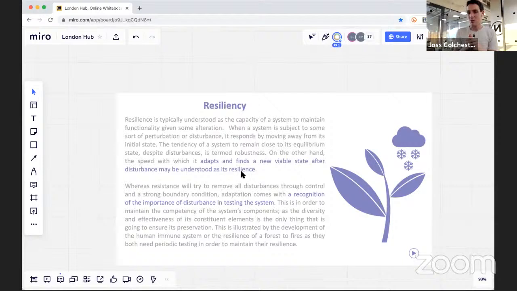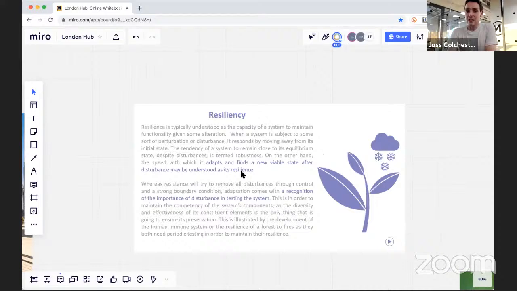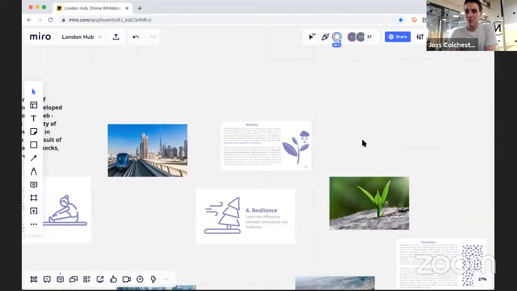On the other hand, the speed with which it adapts and finds a new viable state after disturbance may be understood as resilience. So it may be a very flexible tree that's able to adapt to these changes and still maintain its functionality. And we call this resilience. And it's this decentralized nature of complex systems, complex adaptive systems, that makes them highly resilient, right?